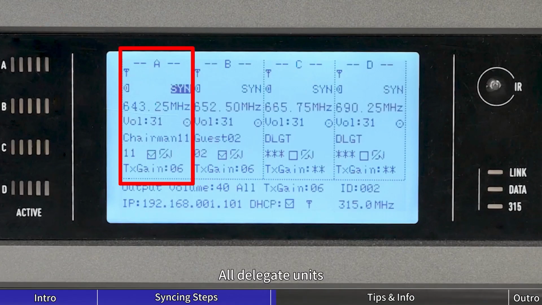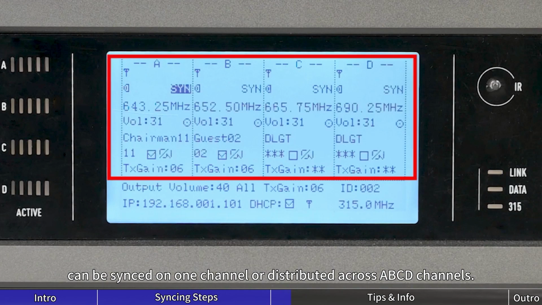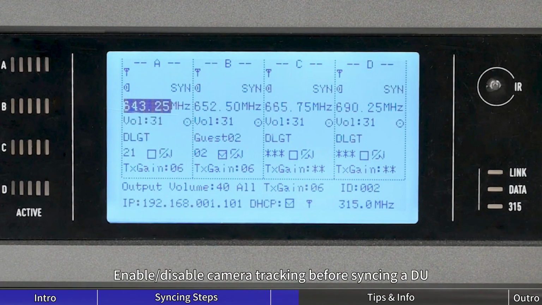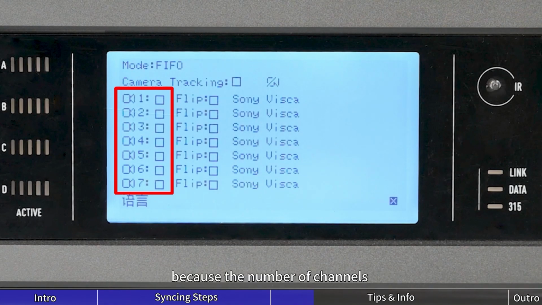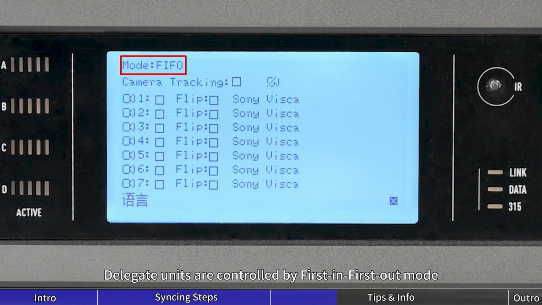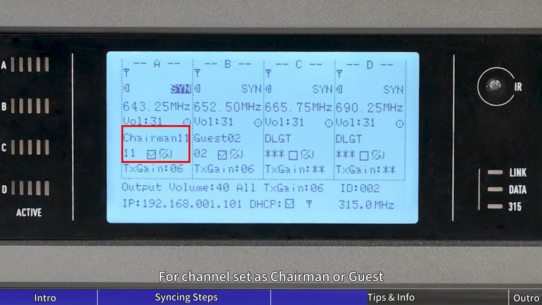Case: all delegate units can be synced on one channel or distributed across ABCD channels. Enable/disable camera tracking before syncing a discussion unit, because the number of channels used is related to the number of cameras enabled. Delegate units are controlled by first-in, first-out mode, and thus will utilize available channels other than those set as chairman or guest. For channels set as chairman or guest, its ID will be auto-generated, and the whole channel will be occupied.